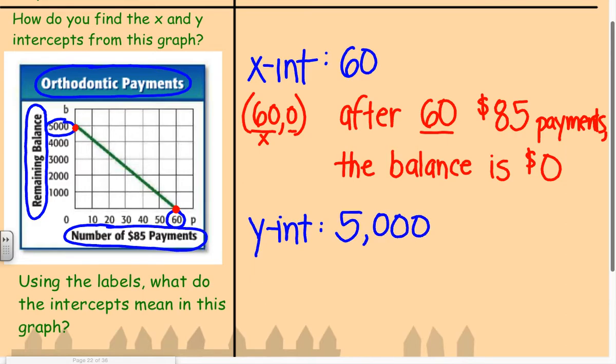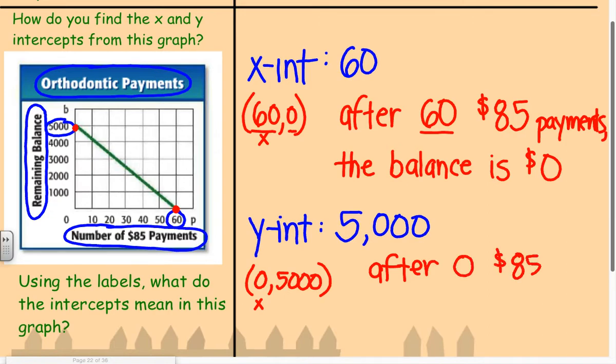So that coordinate point is (0, 5,000). I'm going to go to my x first. So now I've made 0 payments. After 0, $85 payments. And then my y is 5,000, so that's my remaining balance.